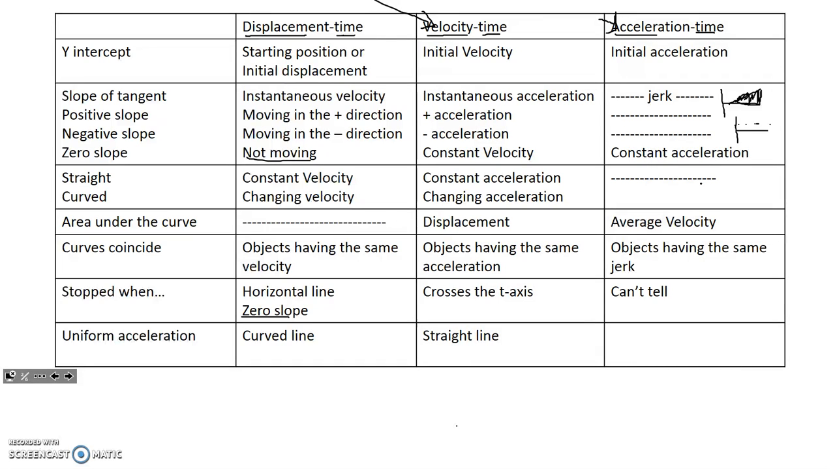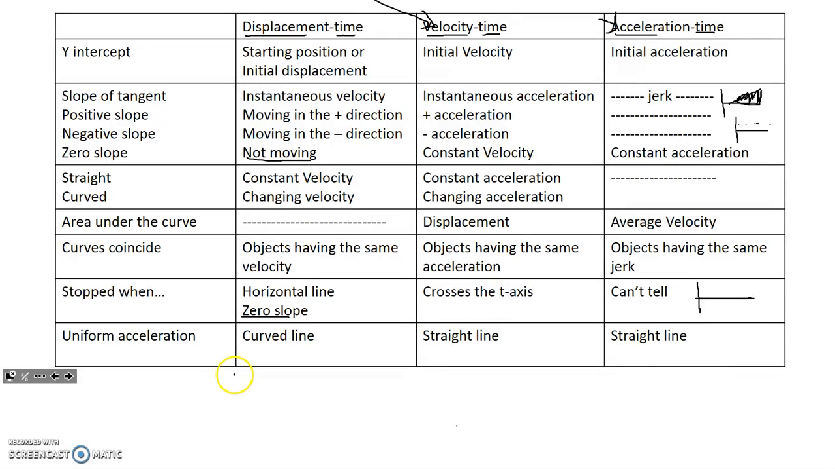Now, when it's stopped is very difficult to tell. We don't know if it's stopped because if it's on an axis like this and it's along the line here, we can tell it's not speeding up or slowing down, but we don't know if it's stopped. It could be either stopped or moving at a constant velocity. We cannot tell. And then lastly, the uniform acceleration happens when it's a straight line. Again, very similar to this one up here.